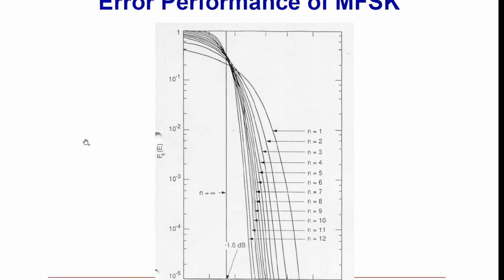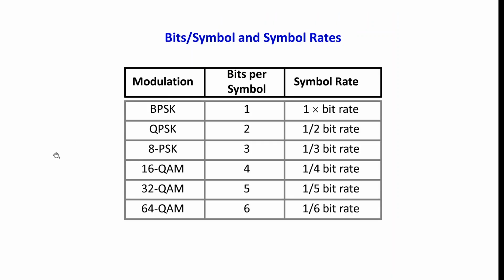So this is the error performance of MFSK. Now summarizing. For BPSK you have 1 bit per symbol, so the symbol rate is 1 times the bit rate. For QPSK you have 2 bits per symbol, so the symbol rate is half the bit rate. For 8 PSK the symbol rate is 1/3 of the bit rate. Then 16 QAM is 1/4 of the bit rate, 32 QAM is 1/5 of the bit rate, and 64 QAM is 1/6 of the bit rate.